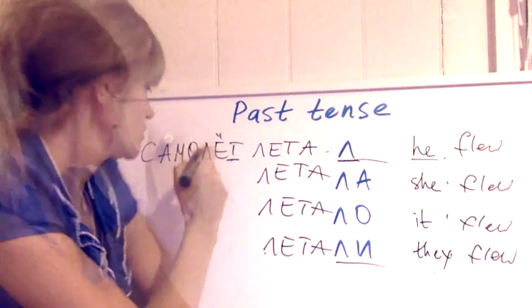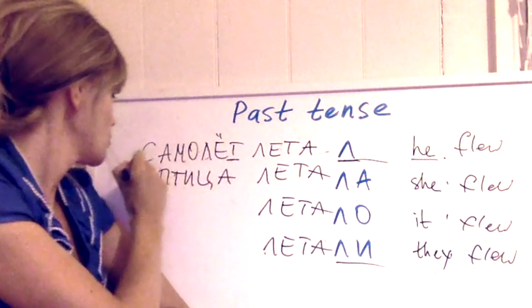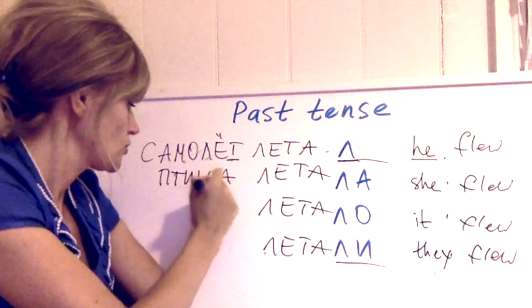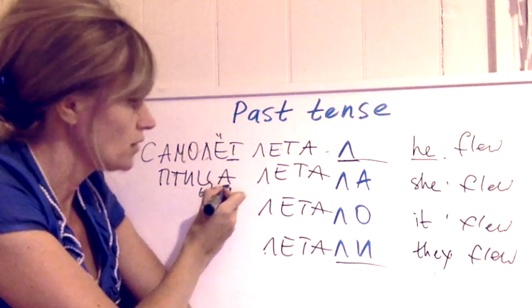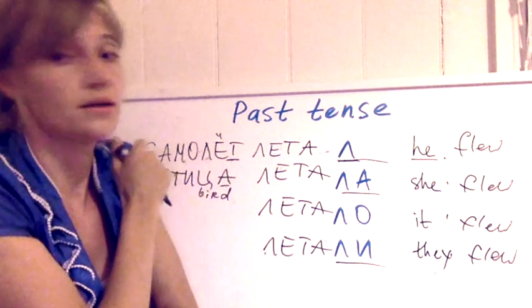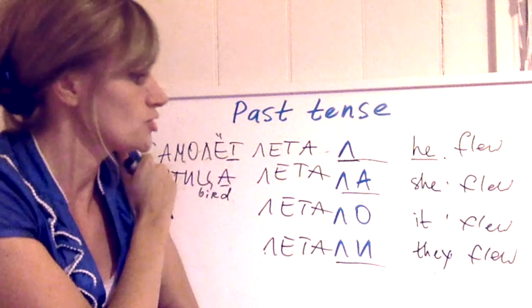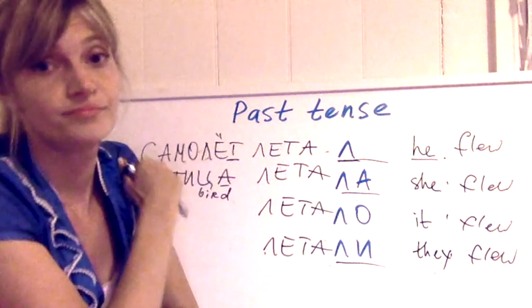Let's say птица, bird. Птица, bird. It's feminine gender because it's ending on a. La. Птица летала. Bird flying. In English, птица it. In Russian, птица she.